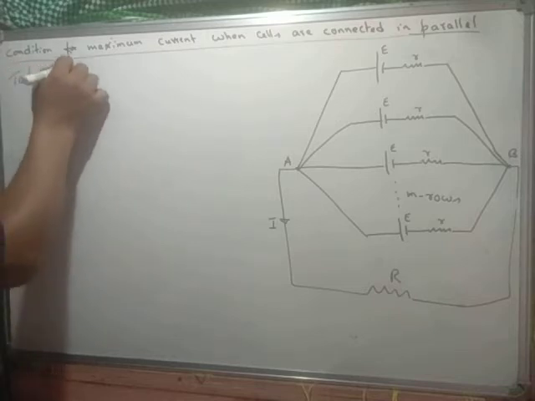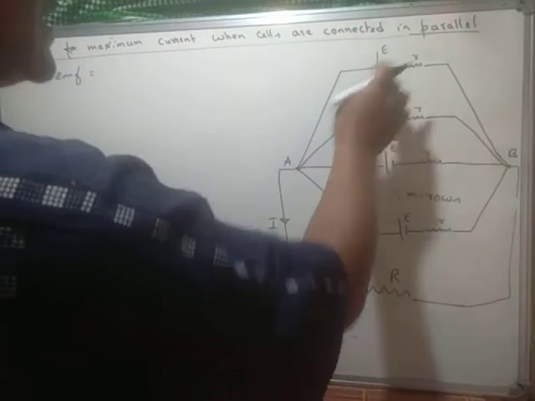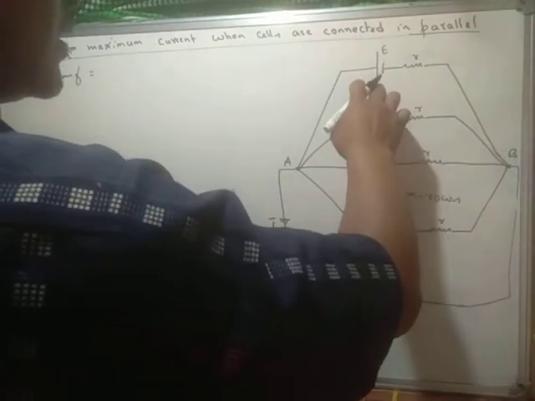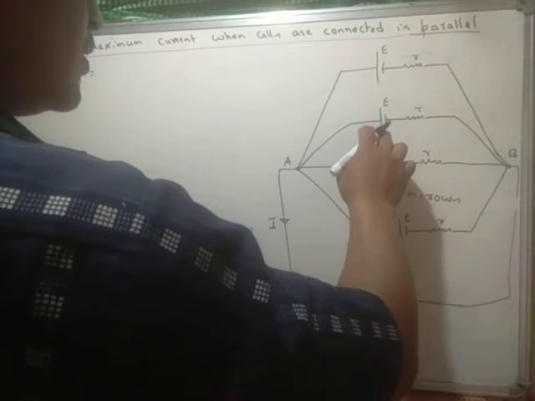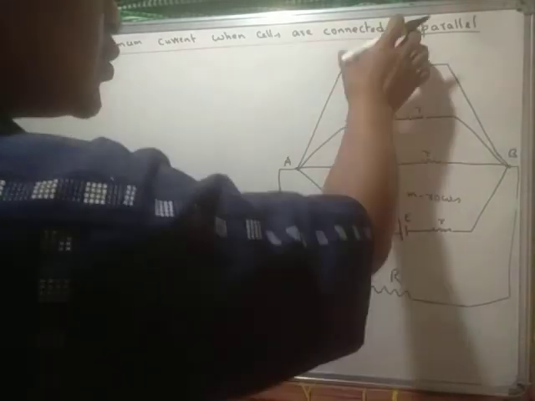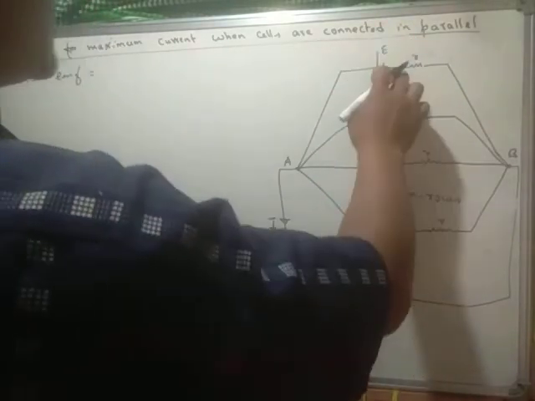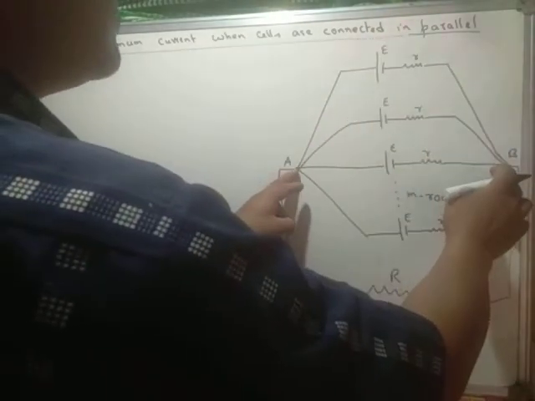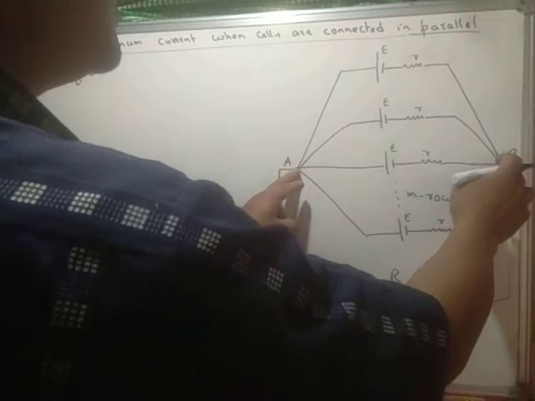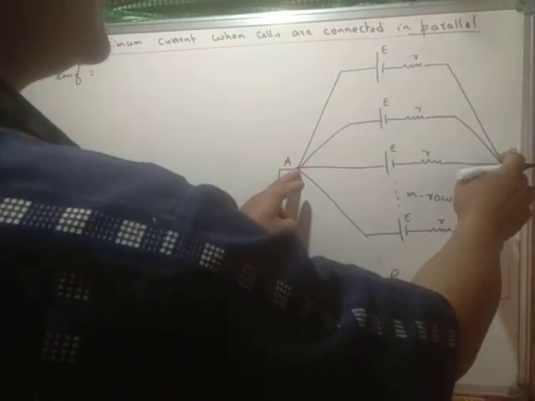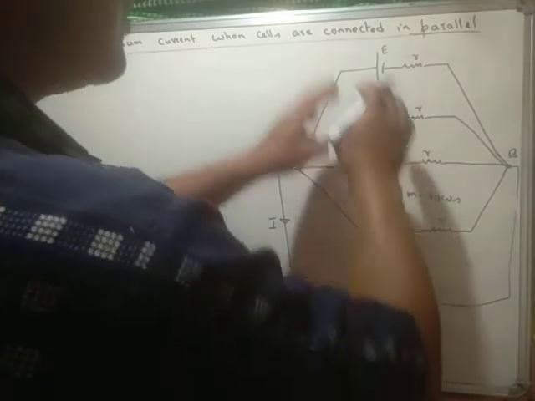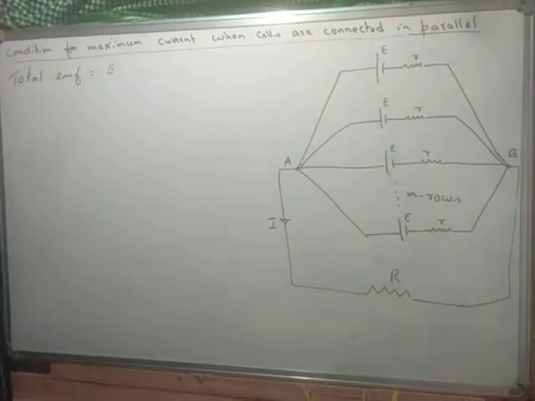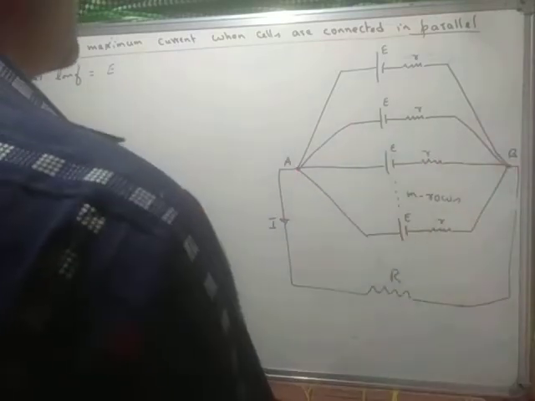Total EMF. Each row has an EMF of E: in one row the EMF is E, in the second row E, in the third row E, in the fourth row E. When you join them in parallel, the total EMF is actually the potential difference between the two points A and B. Therefore the total EMF in this case will be the same as that of each cell, that is E. The total EMF between the two points A and B is E.